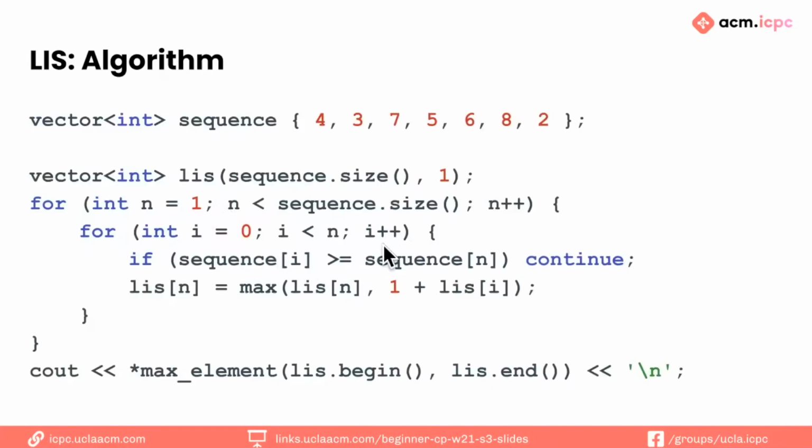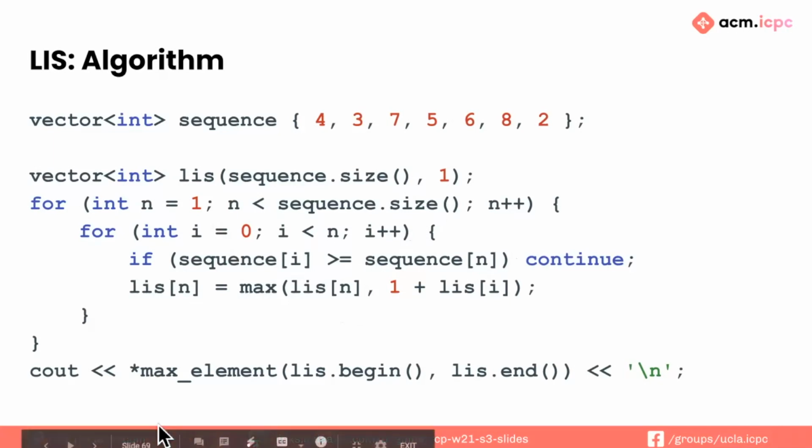And if the sequence at a certain point is greater than or equal to sequence of n, then you continue. Otherwise, you just plug in the recurrence relation essentially. A couple of important things to note. One is that over here, we're initializing every value to be 1. The reason is that's a base case: for each number, the minimum possible LAS is 1, which is just the number itself.